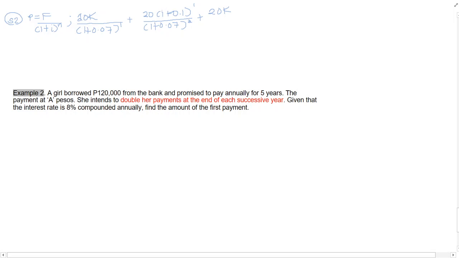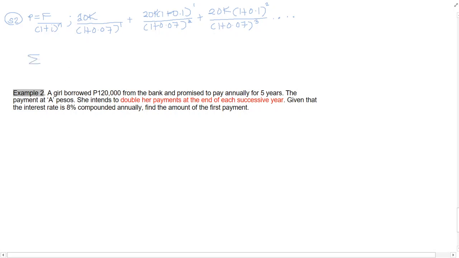20,000. So don't forget the thousand there. 20,000 multiplied by 1 plus 0.1, the increase, raised to 2. So that is ascending again, so that is 1 plus 0.07, since the year is ascending also, that is 3, and so on. So if we are going to write this in summation form, that is the summation.